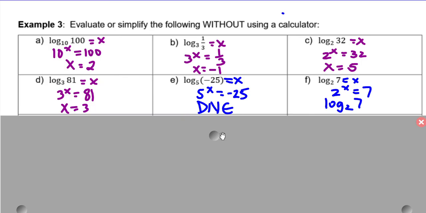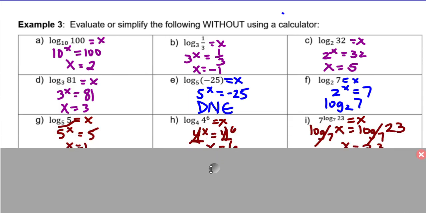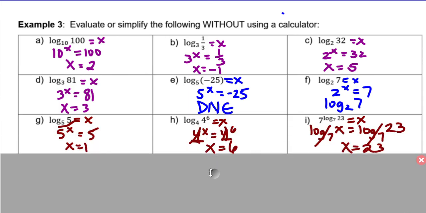Next, I would like you to try the next 6 questions on your own by pausing the video. So the next 3, log base 5 of 5 is equal to x. 5 to the x is equal to 5, so x is equal to 1. A shortcut here is if the base is equal to the number next to it, if those are the same, it's always going to be equal to 1.